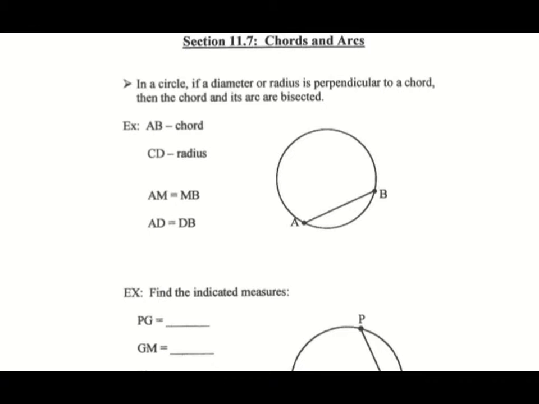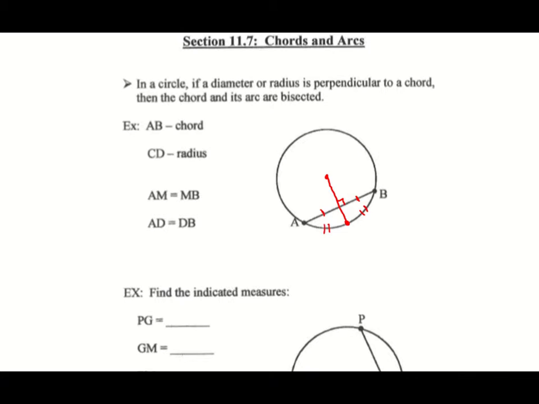So if we have a chord right here on our circle, remember all a chord is, is a line that connects 2 points on a circle, and it doesn't have to go through the center like a diameter does. So if we have a diameter or a radius, let's draw the center of our circle, and a radius going from the center to the edge of our circle. If it is perpendicular to our chord, that means this angle right here is 90 degrees, then the chord and its arc are bisected. So that means that this side and this side of my chord are the same, and these two arc segments are the same.